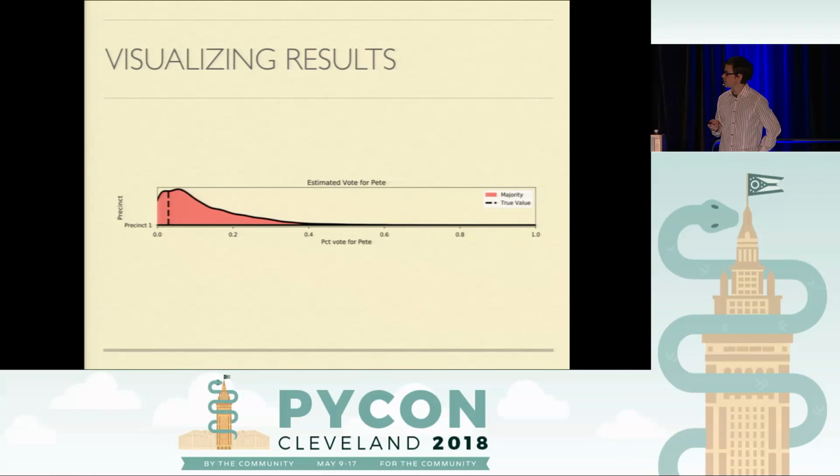So I've plotted here in red the estimated percent of the majority demographic that votes for Pete. The dotted vertical line is the true value. That's the value that we won't see in the North Carolina data, but we can see because we simulated the data ourselves. So you can see it's not exactly at the peak, it's near the peak, and that's because the histogram that you're viewing there is essentially likely scenarios that would cause the data that we observed to happen.